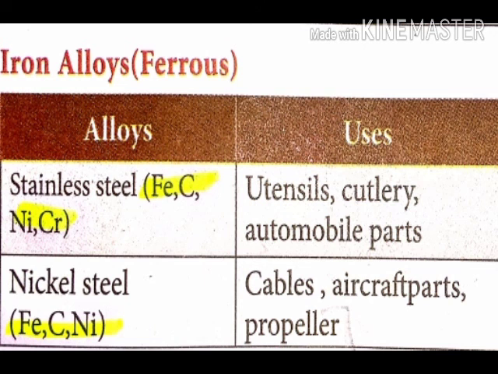And automobile parts. Okay, automobile parts are also made using this stainless steel. Automobile parts, all the parts in transport, we make using stainless steel.